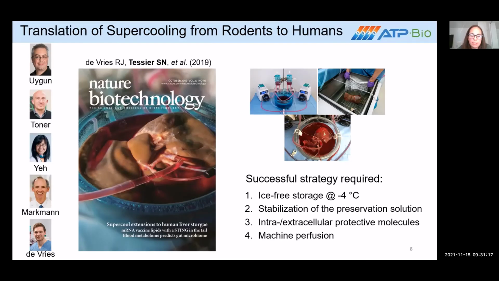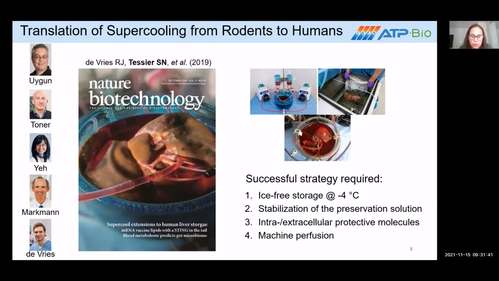So when we wanted to translate this to much larger systems, we had to really overcome that, and we used multiple approaches. We kind of tricked the system a little bit. So instead of using -6 degrees Celsius, we raised the temperature to -4. We also added more preservation agents into the solution to try and stabilize that supercooled state. So in other words, we decreased the freezing point of the solution.